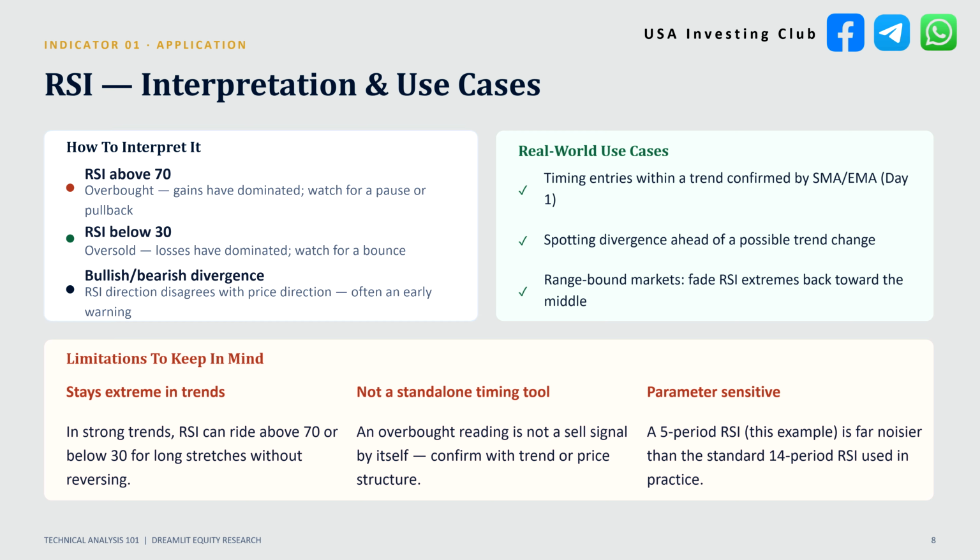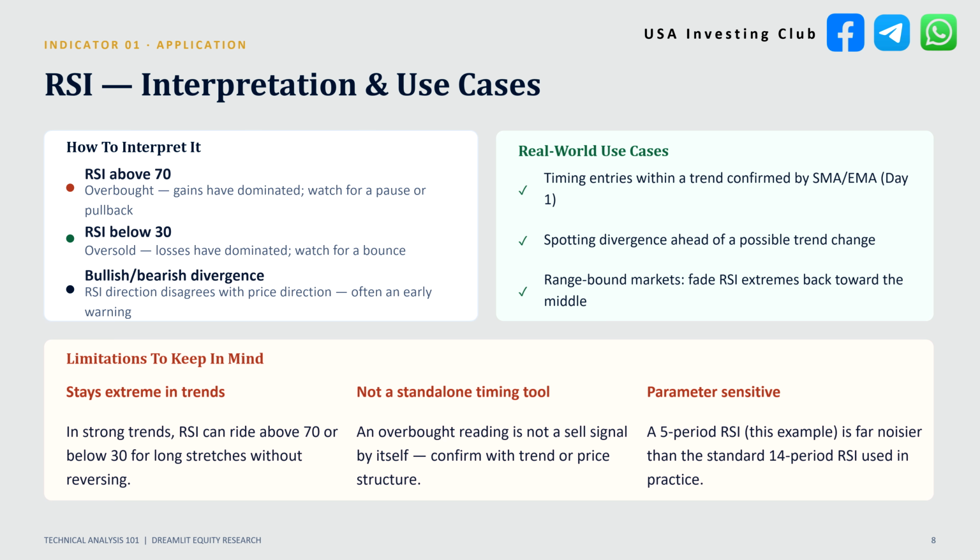In terms of real-world use, RSI shines in three places: timing entries within a trend that's already been confirmed by your SMA or EMA from day one, spotting divergence ahead of a possible trend change, and in genuinely range-bound markets, fading RSI extremes back toward the middle of the range.